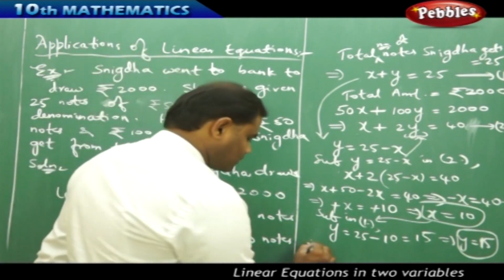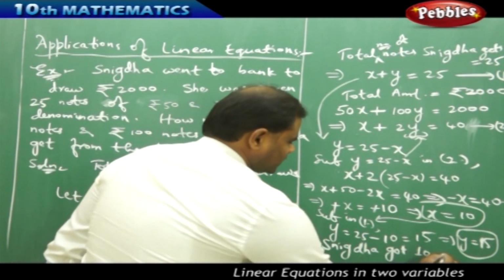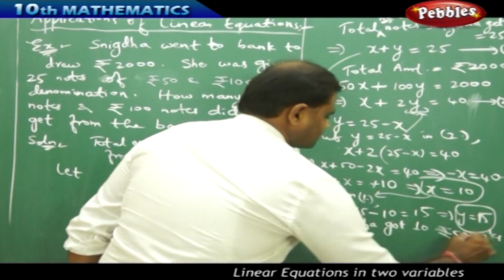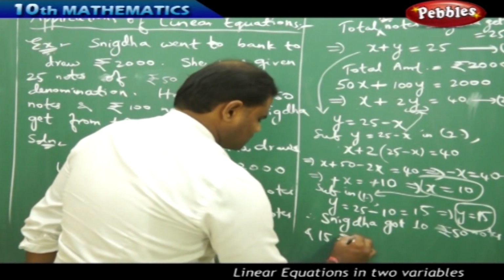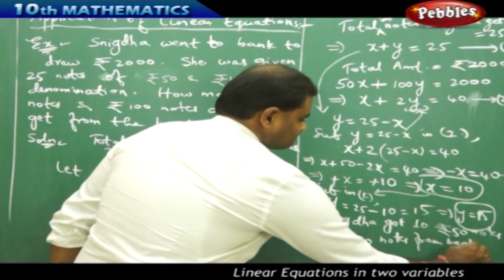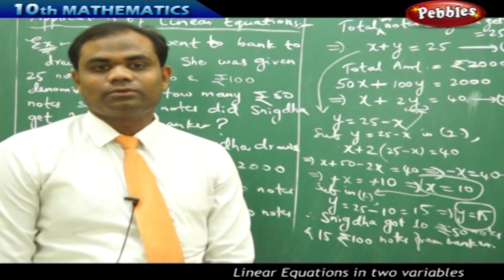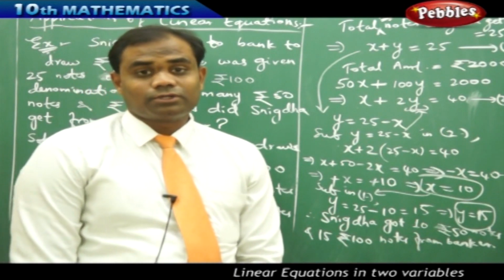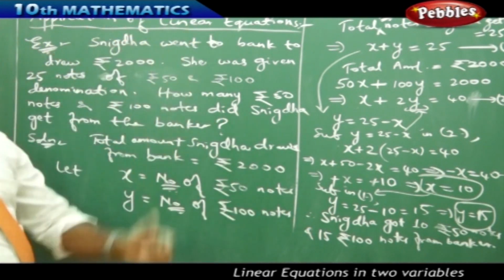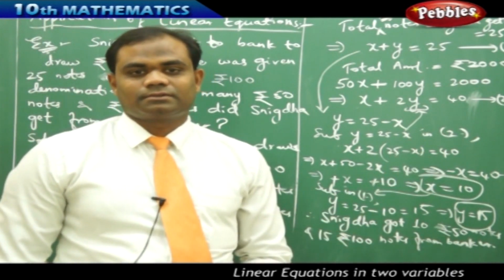So therefore, Snigdha got 10 50 rupee notes and 15 100 rupee notes from the banker when she drew the total amount of 2000 rupees. This is how we understand the real life applications of linear equations using mathematics.